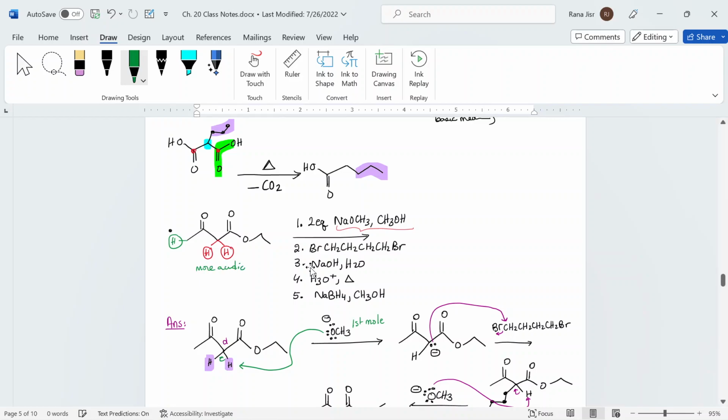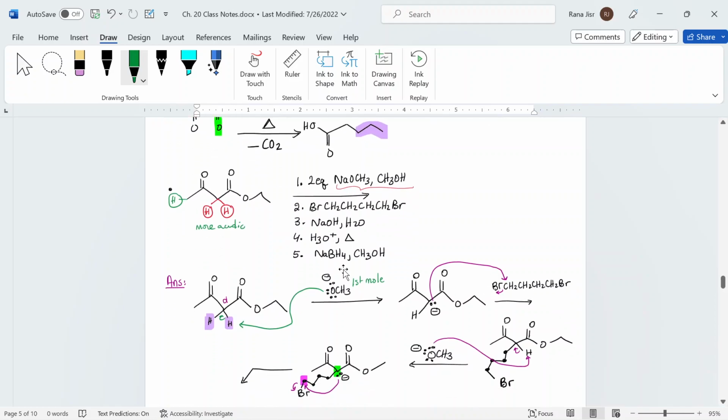I am using 2 equivalents, so I'm using that base twice, meaning that I am going to take both of these alpha hydrogens one at a time. Let's do the first mole of the base. It's going to take the alpha hydrogen and make the enolate. Once it makes the enolate, it's going to attack the alkyl halide. Notice here I have an alkyl dihalide, and I have 2 alpha hydrogens, and I have 2 bases. So there's a big possibility that I am closing and forming a cycle.